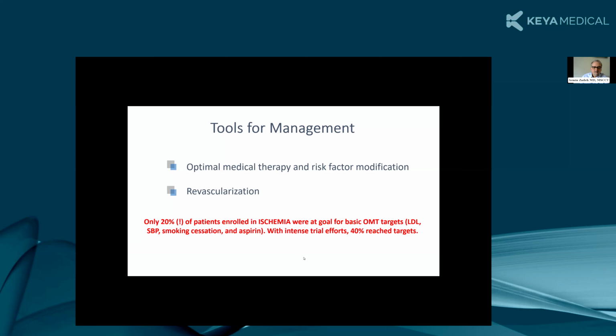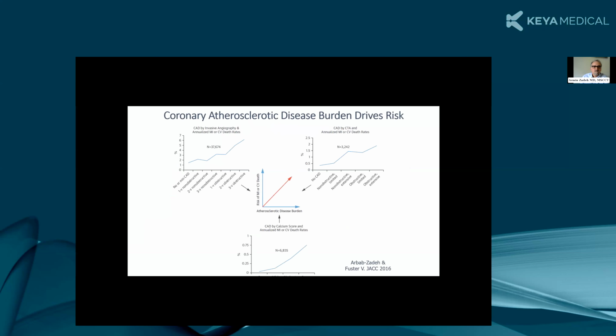Now, what are the major drivers of risk? This is pretty clear at this point. The coronary atherosclerotic disease burden is by far the most important driver of risk. These are three major cohorts: a high-risk cohort in a cath lab, an intermediate-risk group from CT imaging, and a very low-risk group assessed by coronary calcium scanning. And essentially, they all show the same thing.